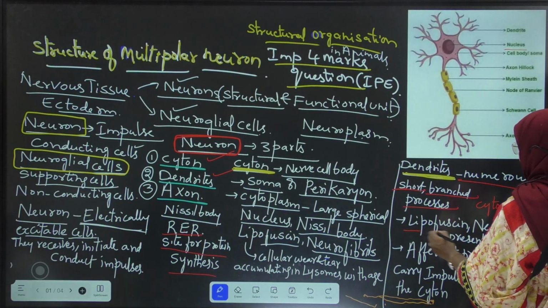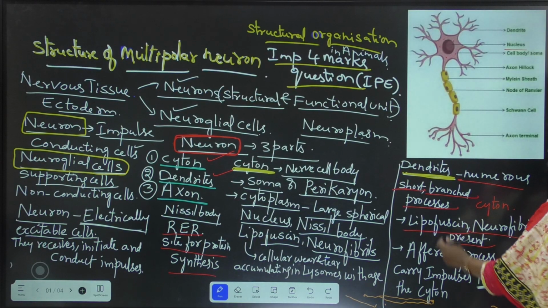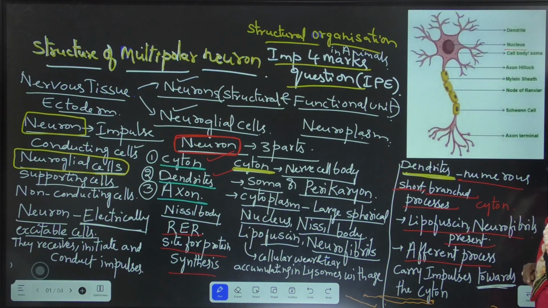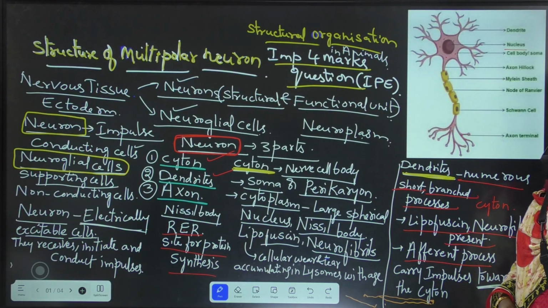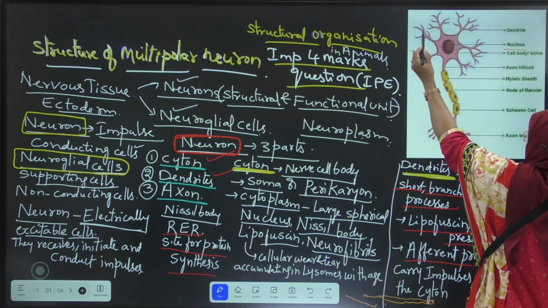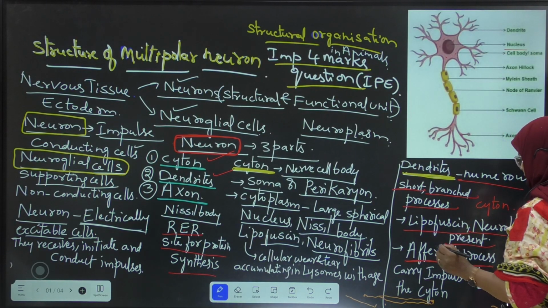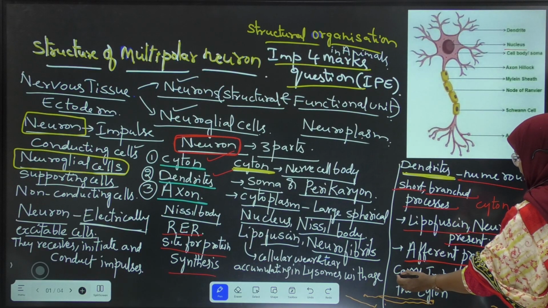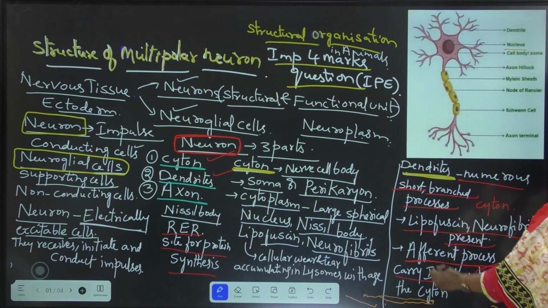Next, in the dendrites, lipofuscin, neurofibrils, and Nissl's bodies are also present. Next, these dendrites are also called afferent processes, because they carry impulses or information towards the cyton. Hence, they are also called afferent processes.